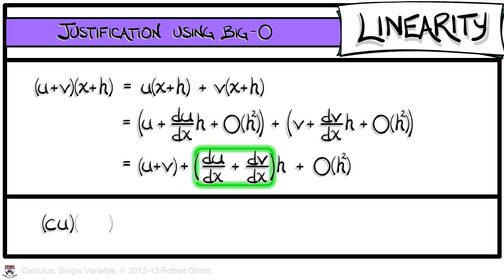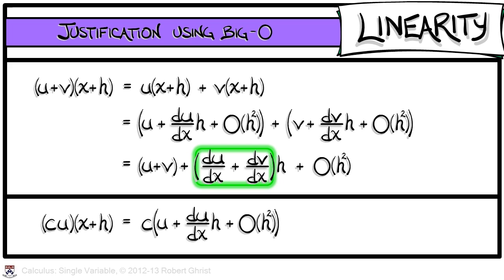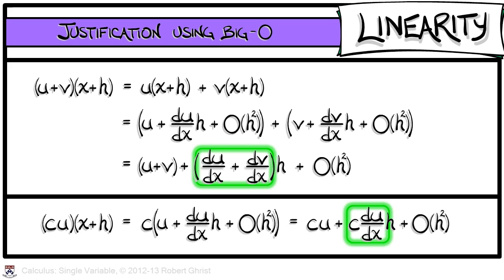Likewise, when you multiply u by a constant, c, and evaluate that at x plus h, it is simply c times u plus du dx times h plus something in big O of h squared. The zeroth order term is c times u. The first order term is c times du dx times h. Everything else is a constant times big O of h squared. But remember, in big O, constants don't count. And so we see that the first order term, the derivative, is c times du dx.